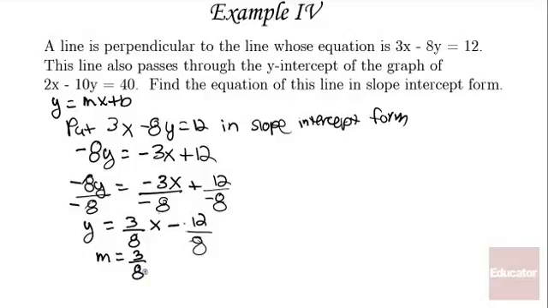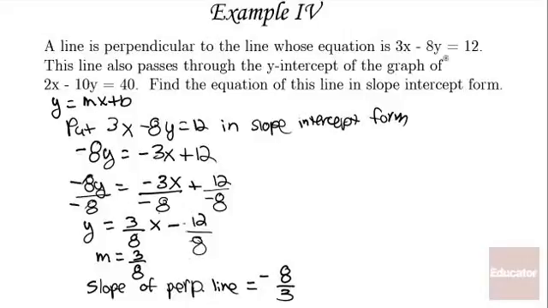But actually, what I want is the slope of my line, and I know that my line is perpendicular. So the slope of the line I'm looking for, so the slope of the perpendicular line, is going to be the negative reciprocal, so that's going to be negative 8 over 3. The slope of the line I'm looking for. Okay, so I'm trying to write this in the form y equals mx plus b, and I found my m, and now I need to find my b.